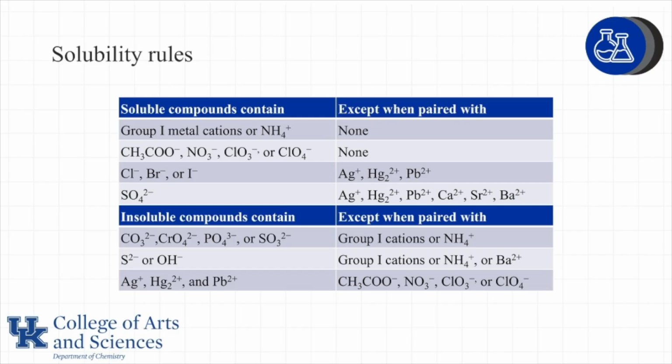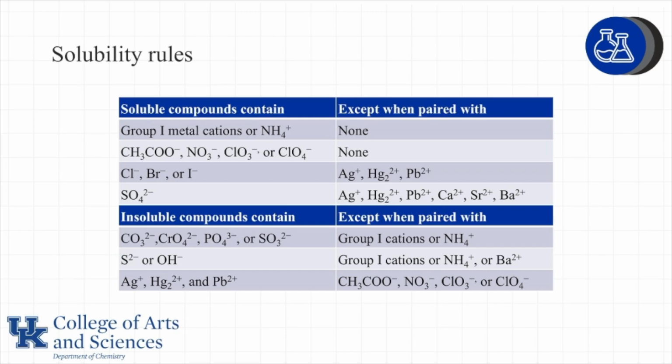soluble. When we get down to the halogens, chloride, bromide, and iodide, most of them are soluble, but we see there are some exceptions. When we pair any of those halides with silver, mercury, or lead, we get an insoluble compound, which means it's not soluble in water. And for sulfate, we see more exceptions: silver, mercury, lead, calcium, strontium, and barium.